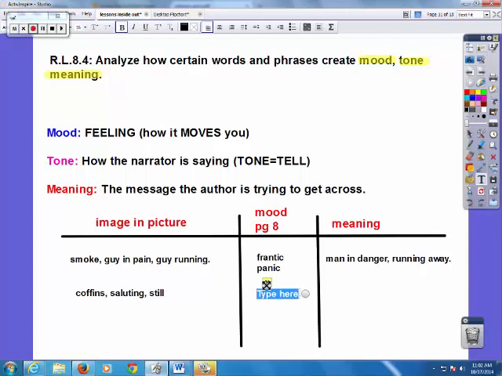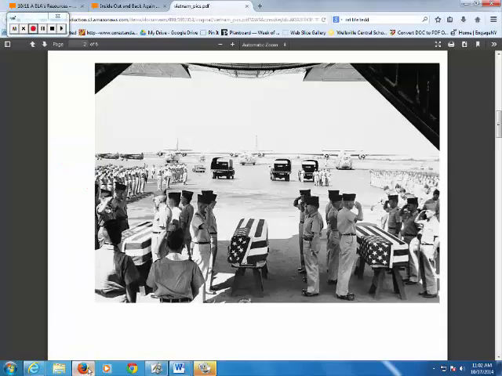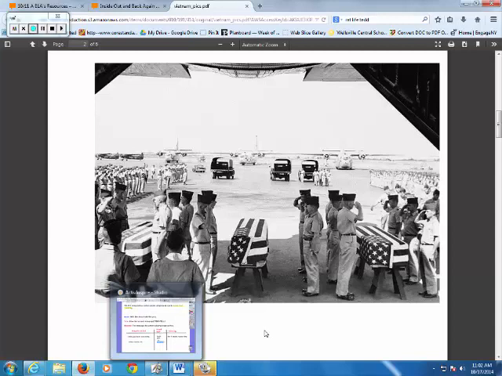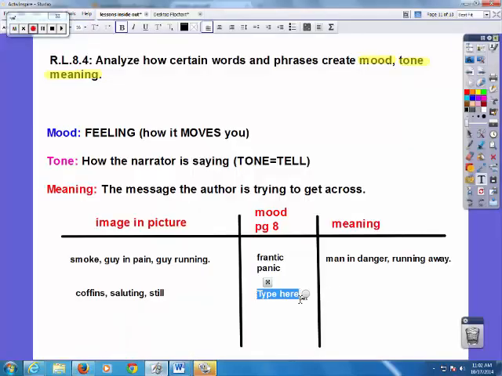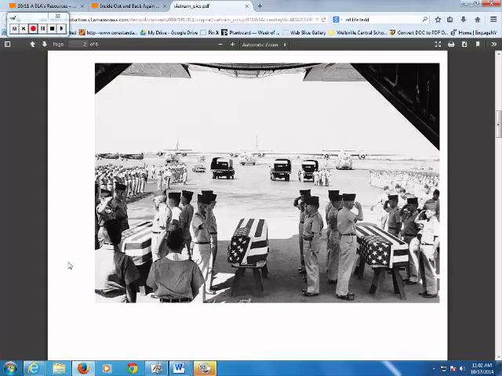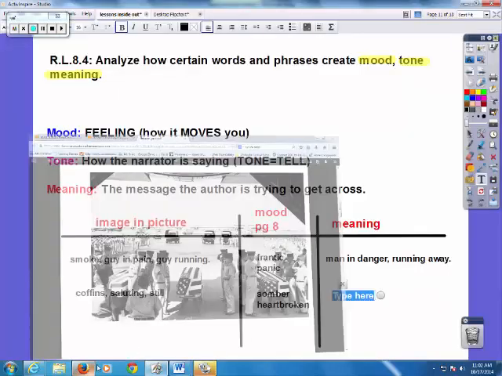So what feeling do you get while looking at that picture? Go to page 8 and try to think of a word, a mood word. Does a happy picture? No. I would say very somber or sad. Heartbroken. So what message is the photographer getting across? Maybe that many Americans died in the war.